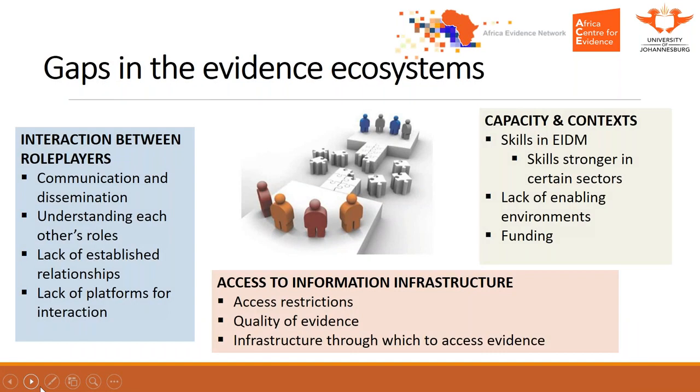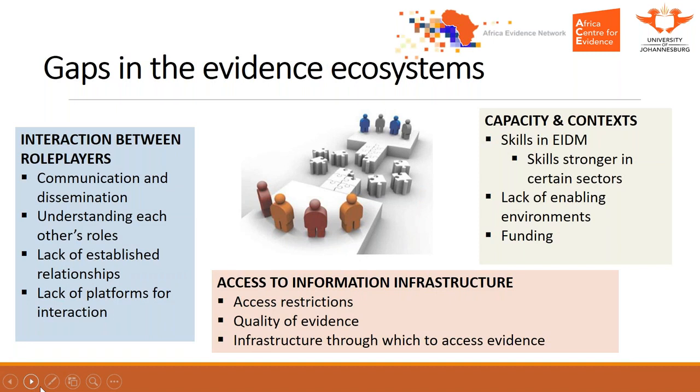Next, we will be looking at the gaps in the evidence ecosystems, and there were largely three strong themes that we were able to gather: interaction between role players, access to information infrastructure, and capacity and context. With regards to interaction between role players, I'm sure this is not the first time many of the audience is hearing about the problem of poor packaging and dissemination of research findings by research producers. And this generally reduces the probability of evidence reaching the appropriate target group involved in decision making. These are common discussions that I've had a few times with regards to certain jargon and the way certain papers are structured. So it does play a very big role.